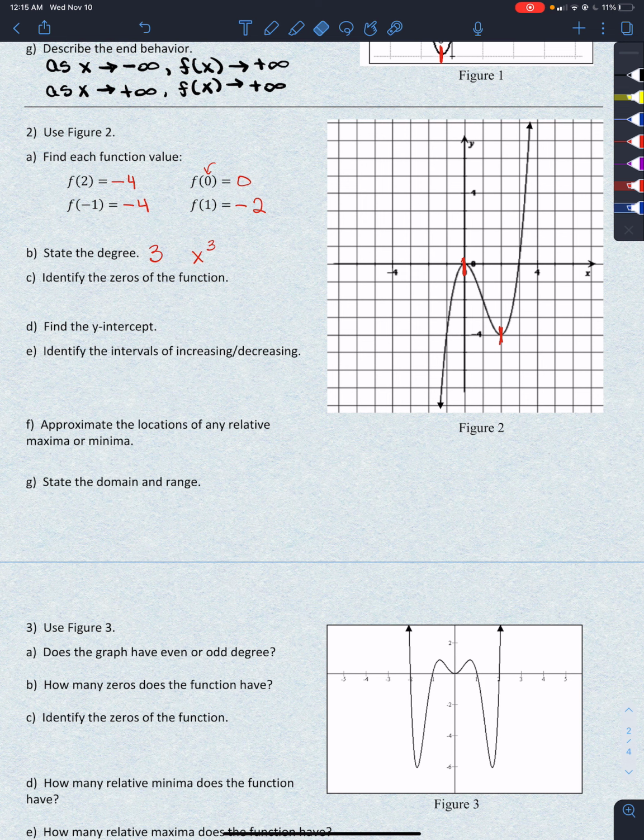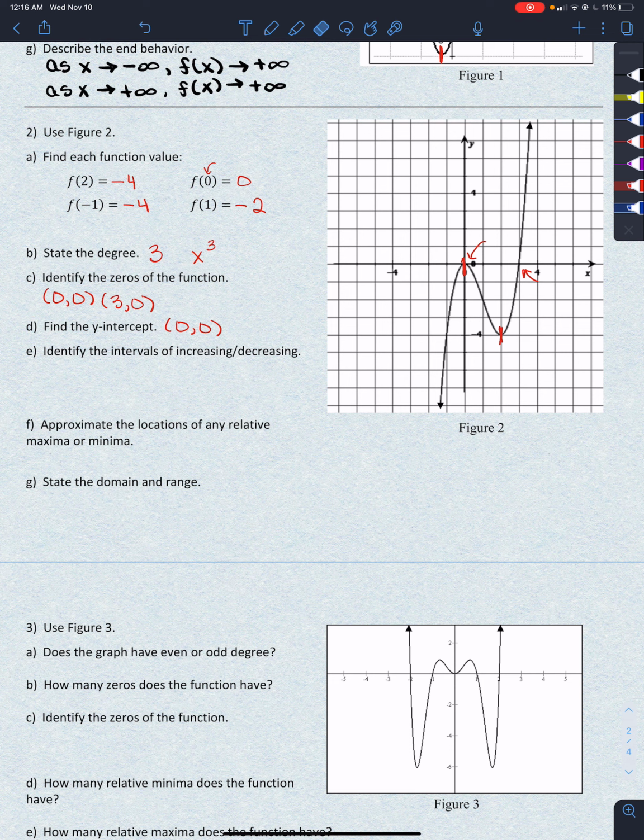Okay. Identify the zeros of the function. So how many times does it, or where does it hit the x-axis or cross the x-axis? Right here, where x is 0, 0. And also right here, where that is 3, 0. Find the y-intercept. Well, the y-intercept also happens to be at the origin in this one, so it is 0, 0. Okay?